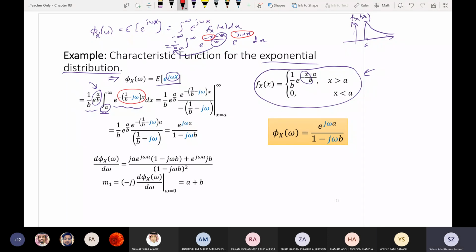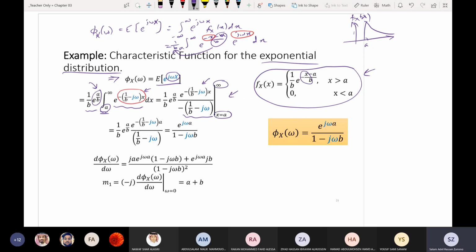Okay, is it clear, guys? So now, integrating an exponential simply gives you basically this. Whatever is next to the x in the exponential, you have to divide by it. So basically, it's the same exponential, e to the minus 1 over b minus j omega, whatever is inside the exponent, you divide by it here. And you integrate from a to infinity.